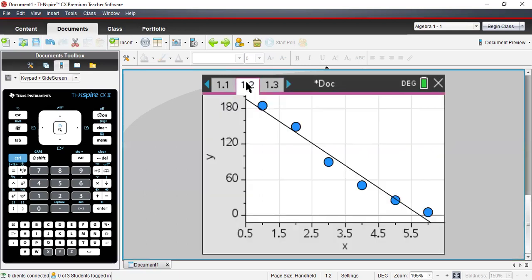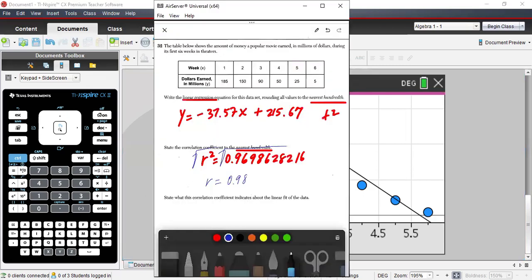Now, real quick, because most of you guys missed this, this is a negative correlation. It's a negative slope, which means it has a negative correlation. That means the variables are negatively correlated. But what that means for you guys is that we just have to put a negative there. And then this is going to be 1 point. Boom, done.